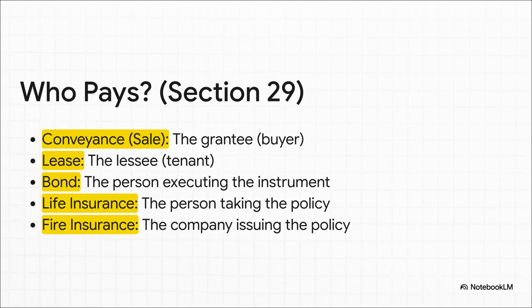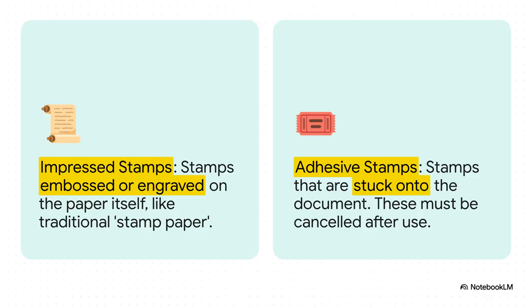But here's a fun little twist. For fire insurance, it's actually the insurance company that pays. And if a situation isn't specifically listed, the default rule is whoever signs the document pays. Okay, so what do you actually get when you pay? Well, there are two main types of stamps.